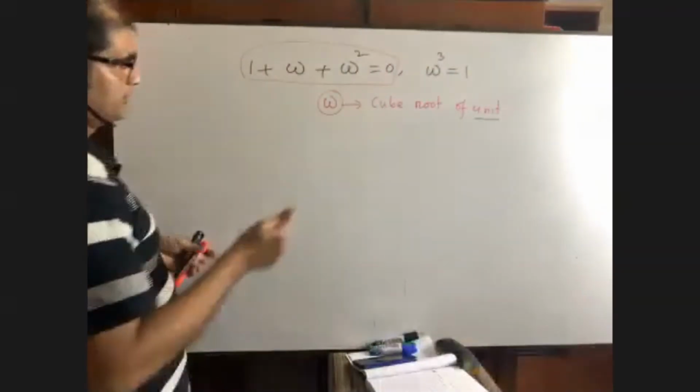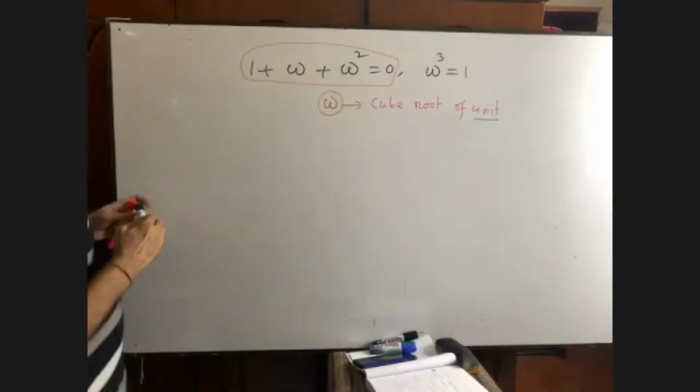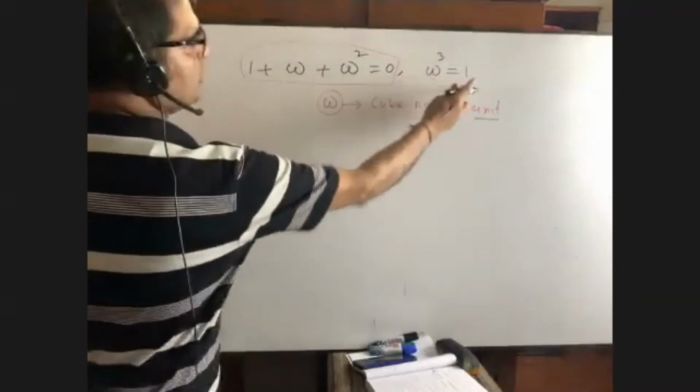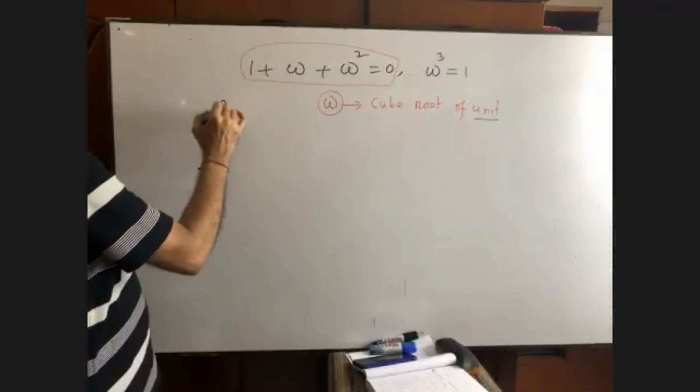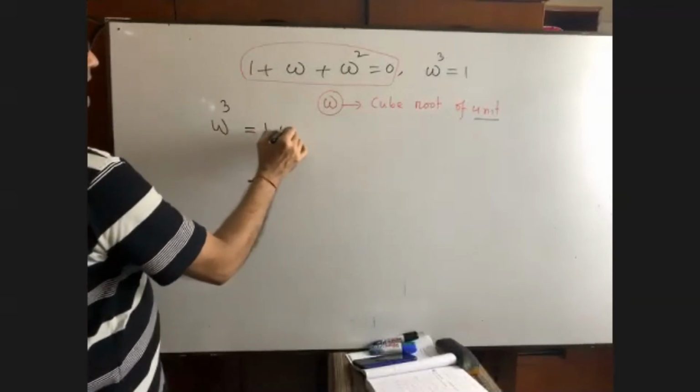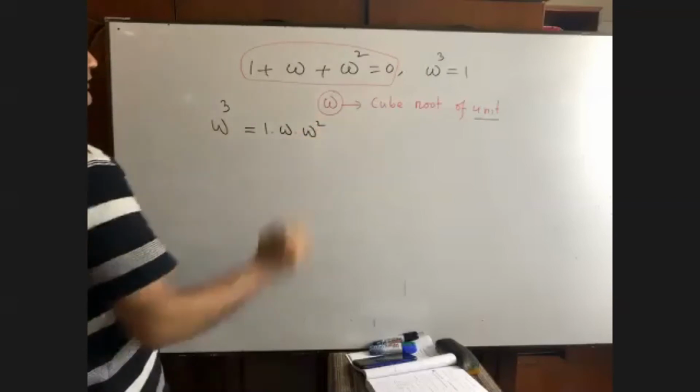Okay, just wait. Now, what is given here? Omega cube. Omega cube equals 1. Very good. Omega cube equals what? 1 into omega square. Can we write?